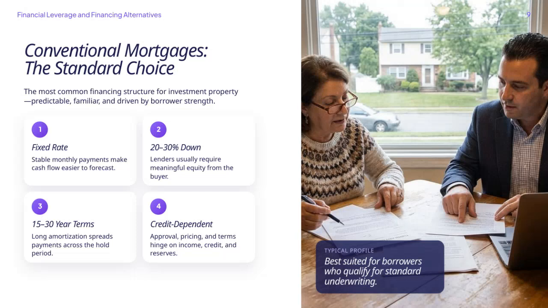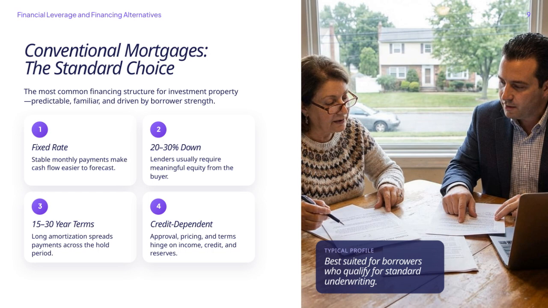Here, we're looking at conventional mortgages, which are the most common financing option for investment properties. These loans are known for being predictable and familiar, and they largely depend on the borrower's financial strength. One of the main advantages is the fixed interest rate, which means your monthly payments stay steady over time, making it much easier to plan and manage your cash flow.